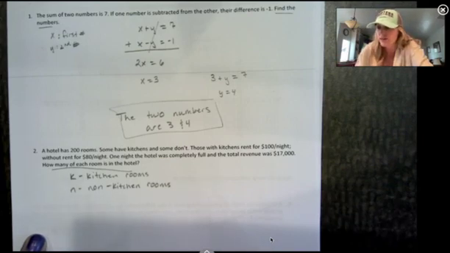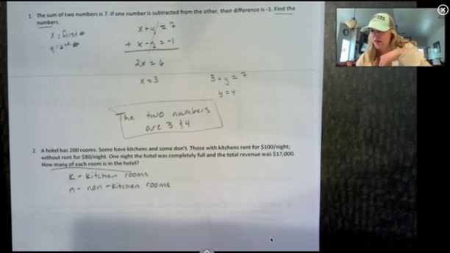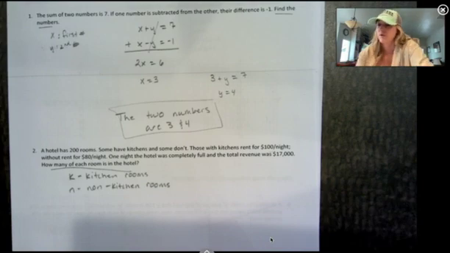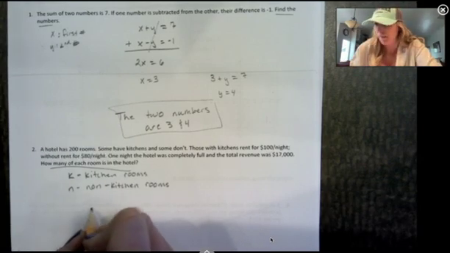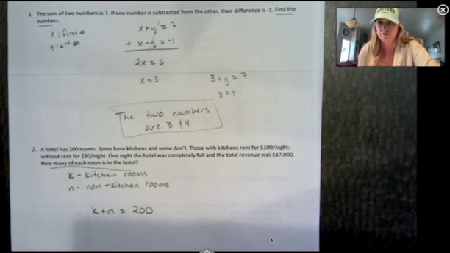So now a lot of times when we're dealing with money, one of my equations will deal with just the number of things, and then the other will deal with the cost of things. So for example, I have a certain number of kitchen rooms, a certain number of non-kitchen rooms, but total I have 200 rooms. So the kitchen rooms plus the non-kitchen rooms in total has to be 200 rooms. I don't know how many of each, but I know total there's 200.